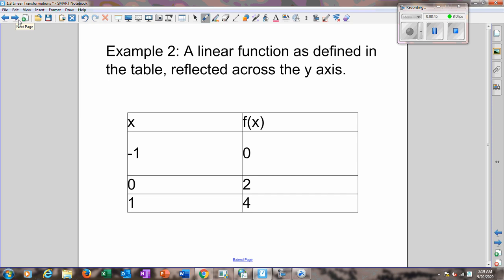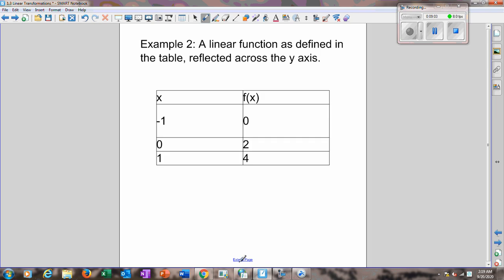Example 2. A linear function is defined in the table reflected across the y-axis. So if we're reflecting across the y-axis, remember what's changing. It's our x's that are changing. So since our x's are changing, our g of x values will stay the same because it's just the x that's changing.